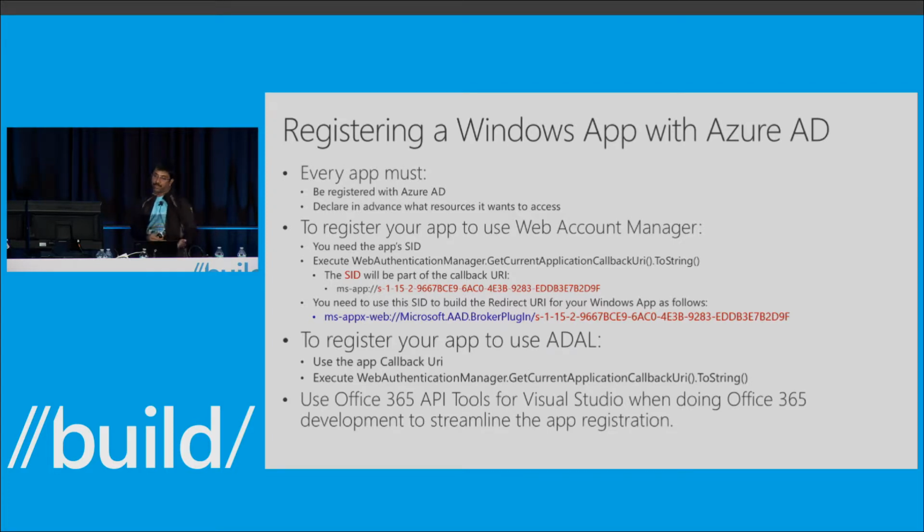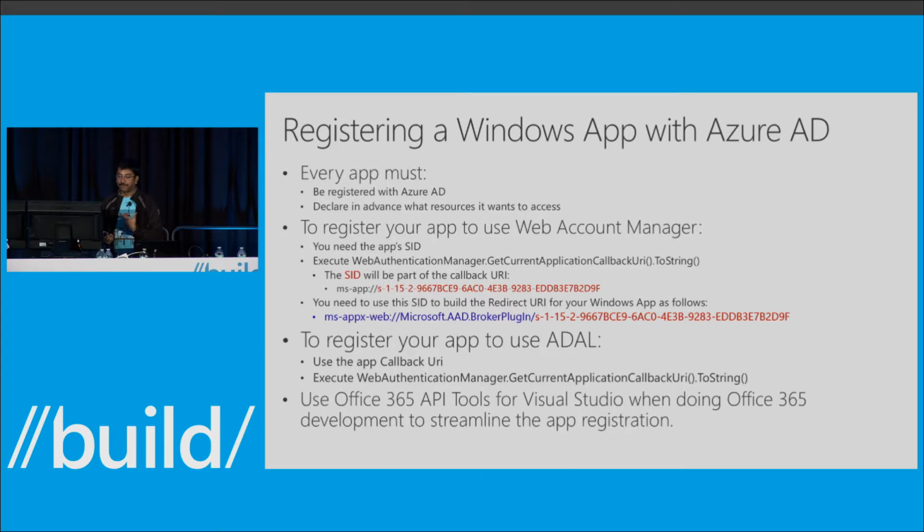Now with 8.1 apps, you can use the Windows Store callback URI. You can get that by calling WebAuthenticationBroker.GetCurrentApplicationCallbackUri. There's an API for that. But with Web Account Manager in Windows 10, they have a hard rule for how they check and validate this. What happens here is you need to get the app SID, which is basically part of the app callback URI, the red part.